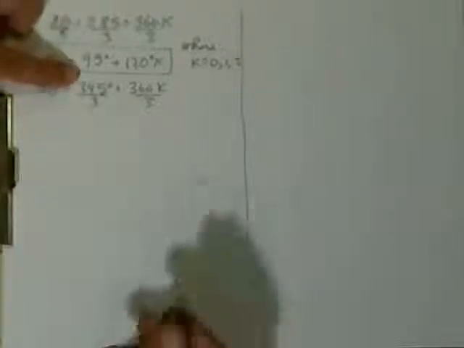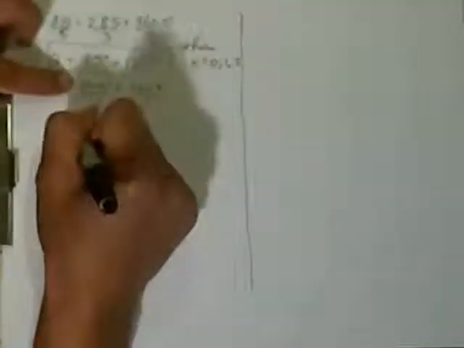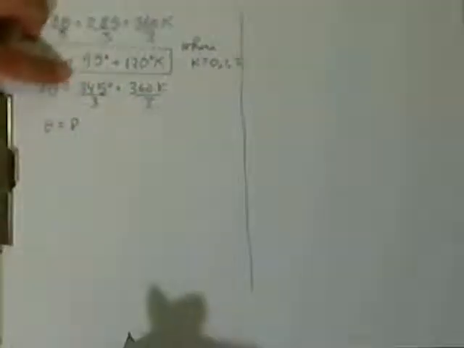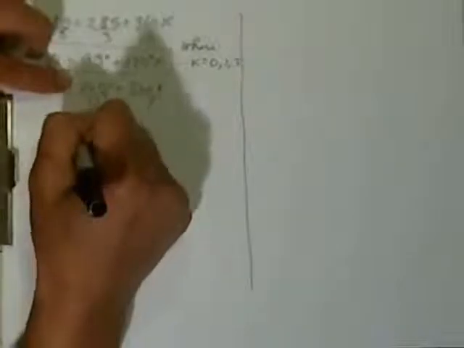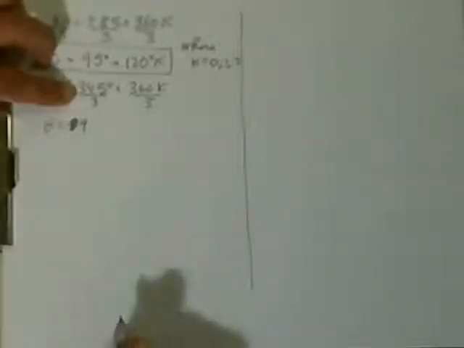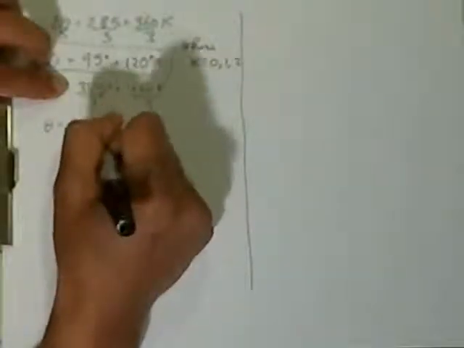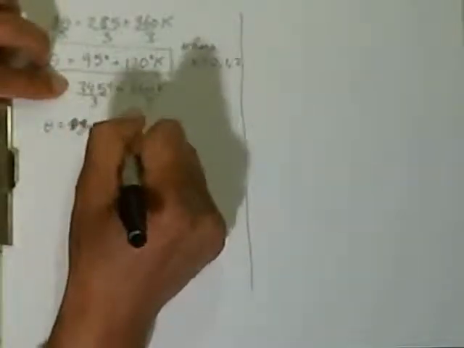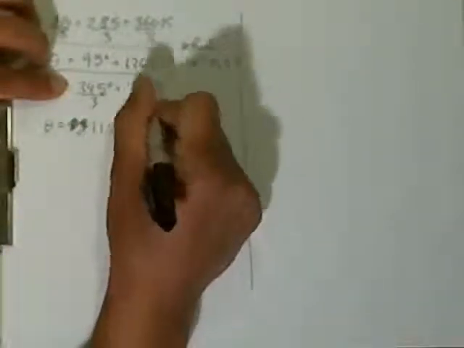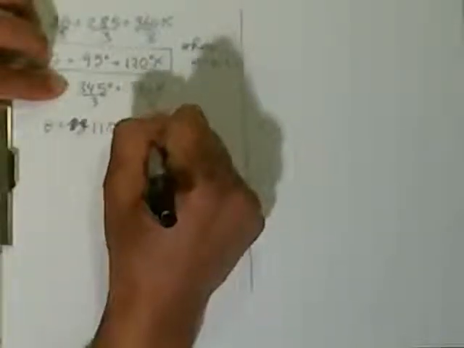Okay. 345 divided by 3. 3 goes into 34 8 times. No, 3 goes into 34 9 times, excuse me. 9 times 3 is 27. No, what am I doing? 115. Plus 360 divided by 3 is 120k.